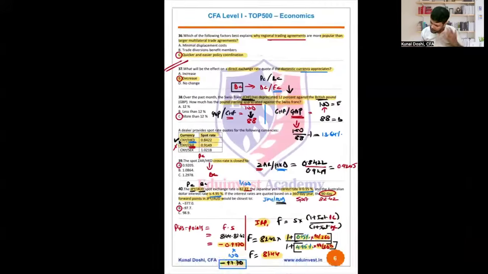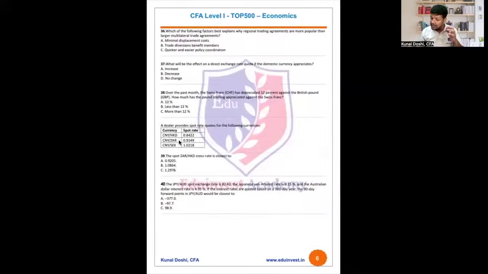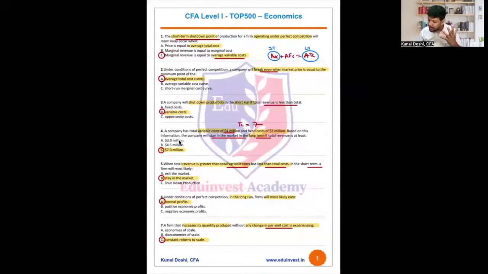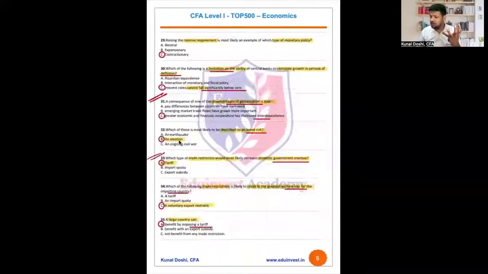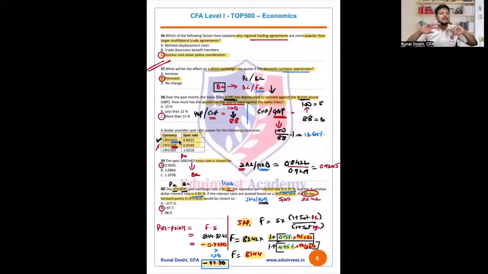Perfect. That's the end of your economics. Again, I will tell you where we started. I told you something interesting about the topic. What is the interesting thing about the topic? That in economics, it's easy when you read it, but it's difficult when it comes to scoring, because the difference among the choices is so small, and the choices are so confusing most of the time. So again, I repeat, economics is easy to read and understand, but difficult to score. So practice as much as you can.